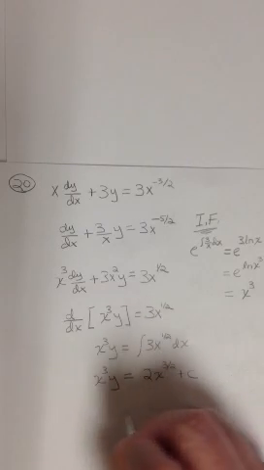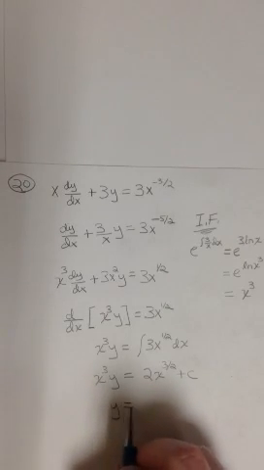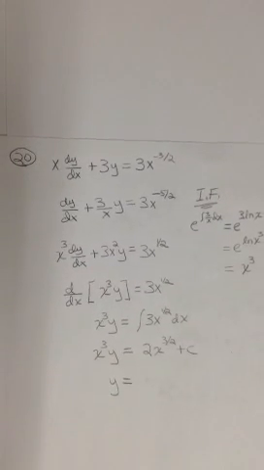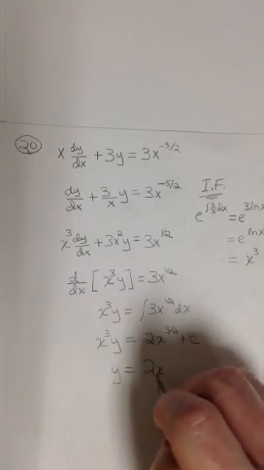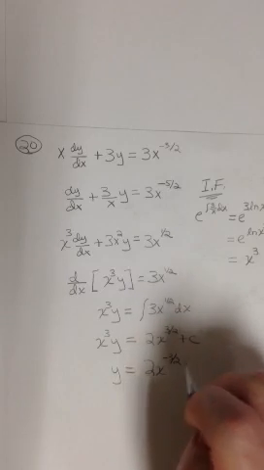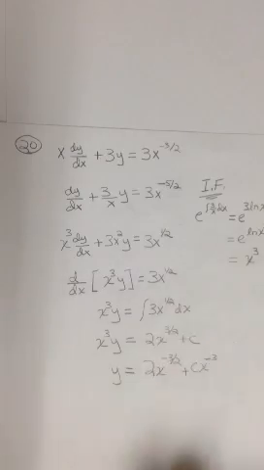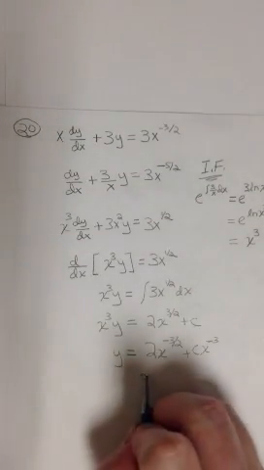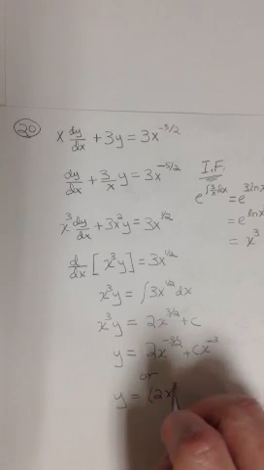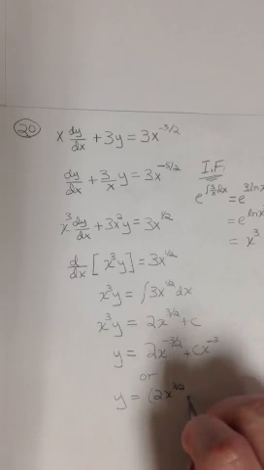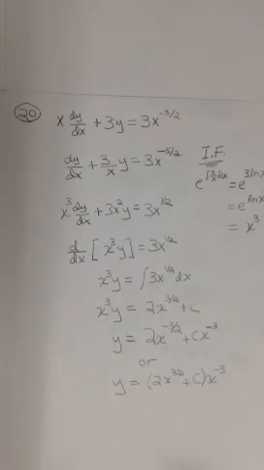plus c, and as we divide by x cubed and solve for y, we have for the general solution y is equal to 2 times x to the negative 3 halves plus c times x to the negative 3. And you can also write this in its factored form as 2 times x to the 3 halves plus c, quantity times x to the negative 3.